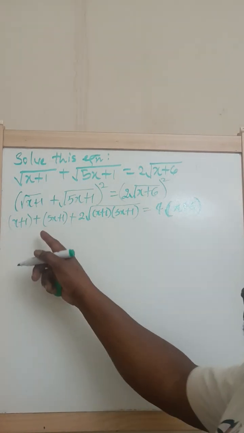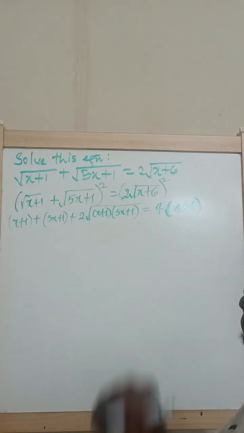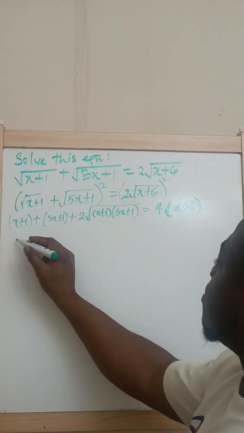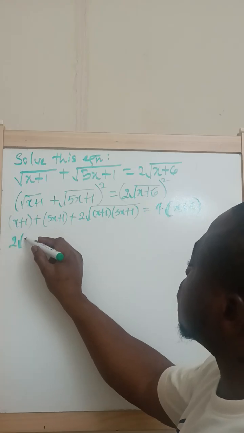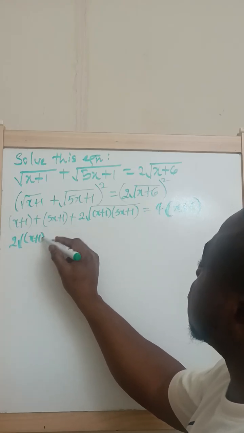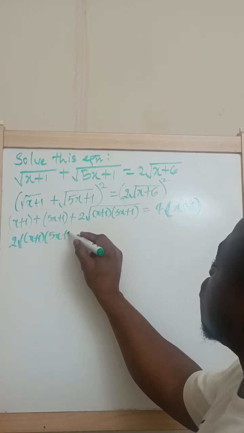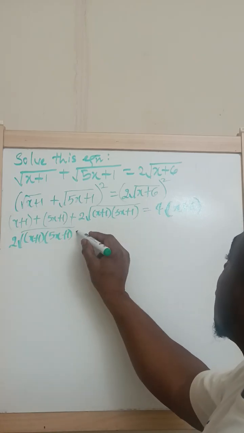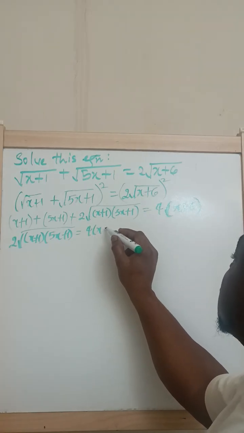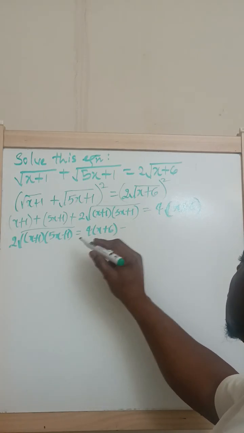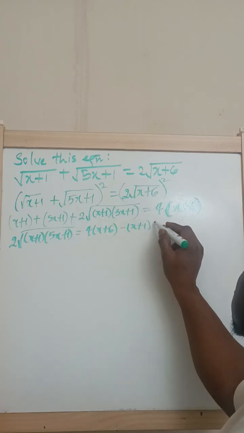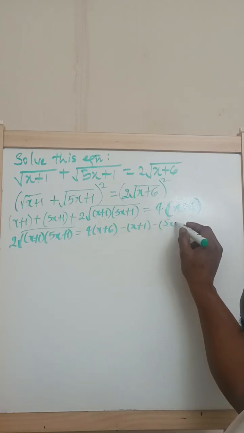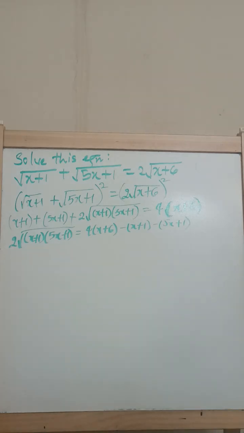What we're going to do here is to take this and this to the other side of the equation. That's going to be 2 square root of x plus 1, 5x plus 1, equals 4 into x plus 6, minus x plus 1, then minus 5x plus 1. Right? So here, we also need to square both sides at the same time as well.